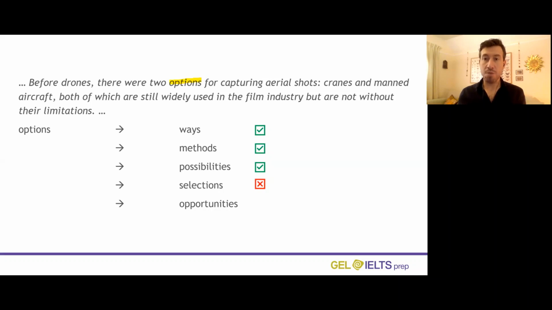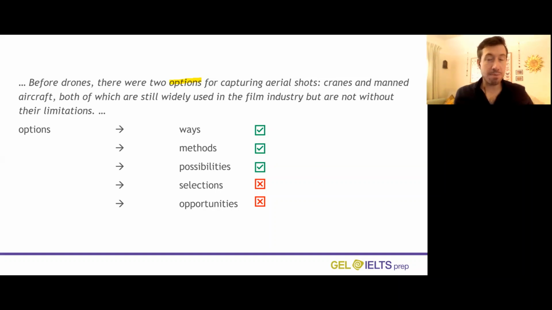And then the last one, we're looking at opportunities. Well, an opportunity is a chance or a possibility for doing something. It's not the same as a way or a method of doing something. So again, opportunities here would not work as a synonym. So you wouldn't see in the questions the words selections or opportunities, but you might see the words ways, methods, or possibilities.